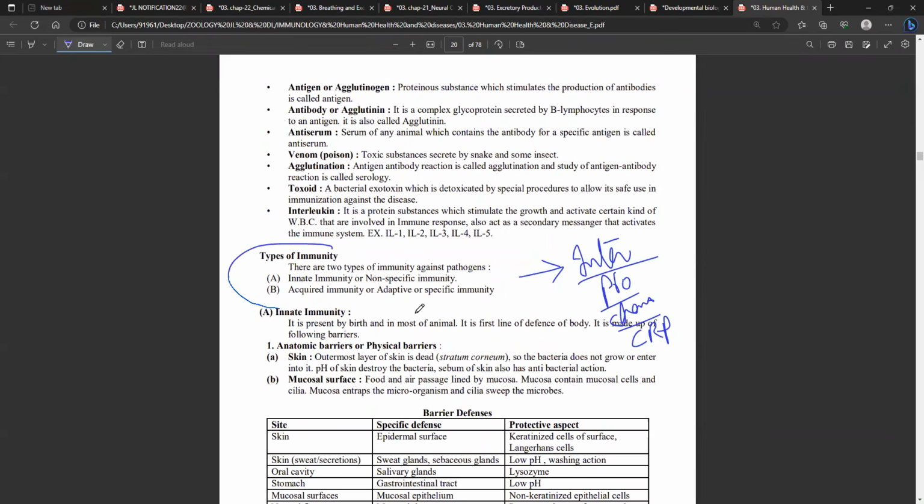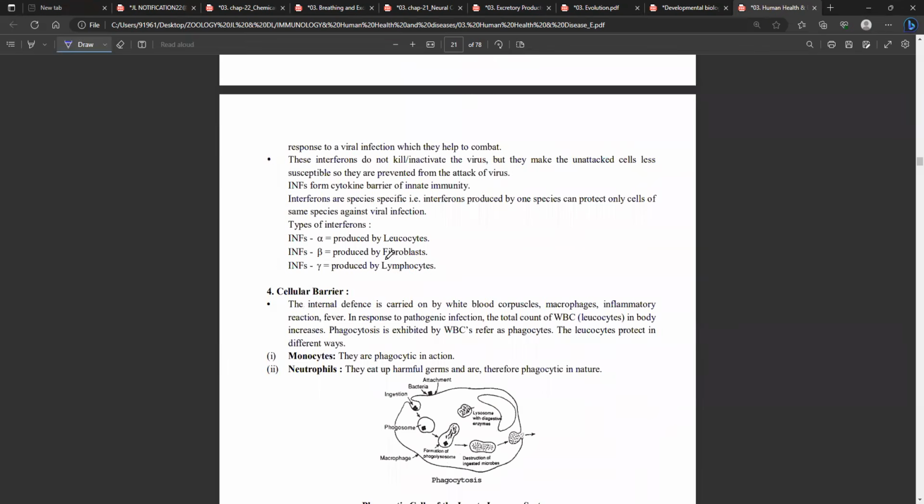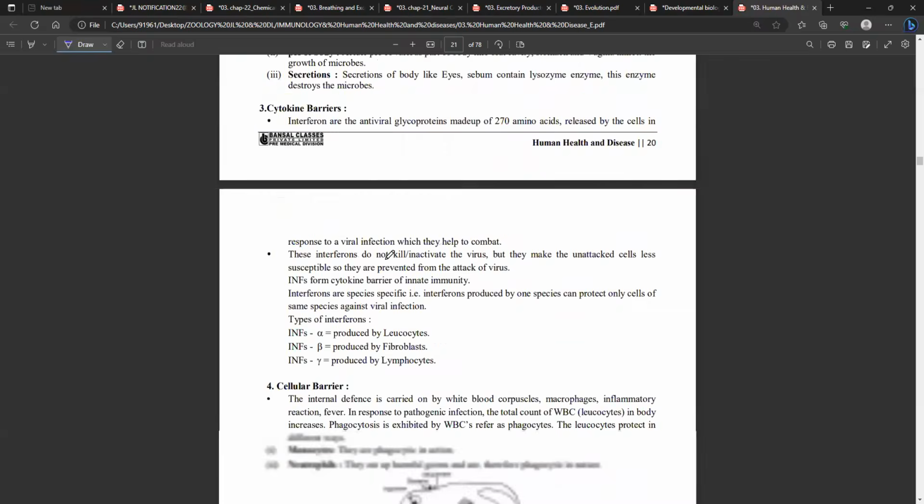So you have to read types of immunity, the differences between innate and adaptive immunity, and in our syllabus it is very clearly mentioned, right?